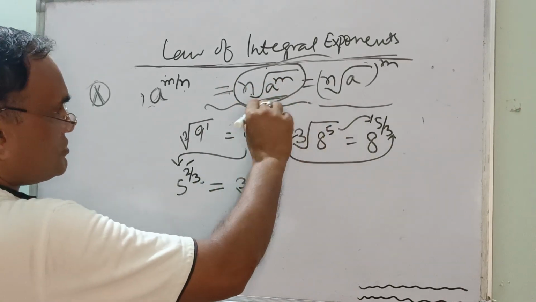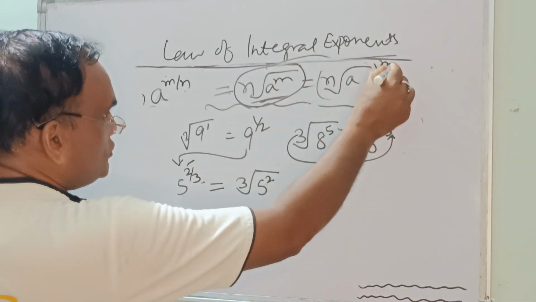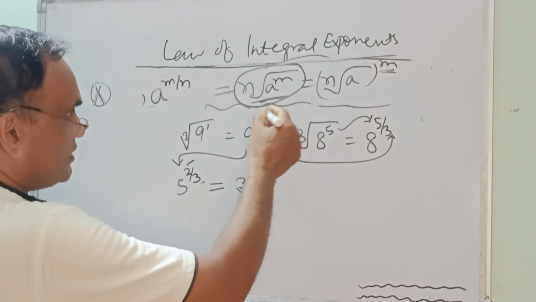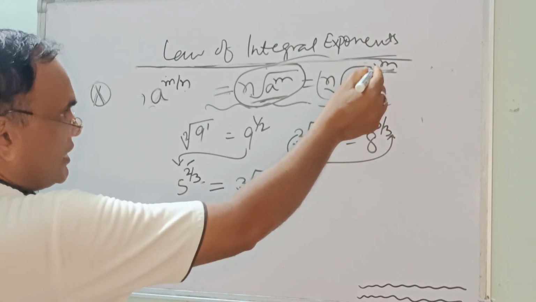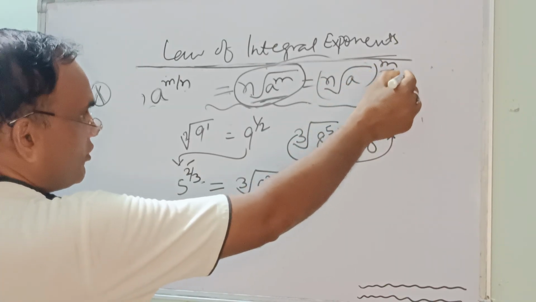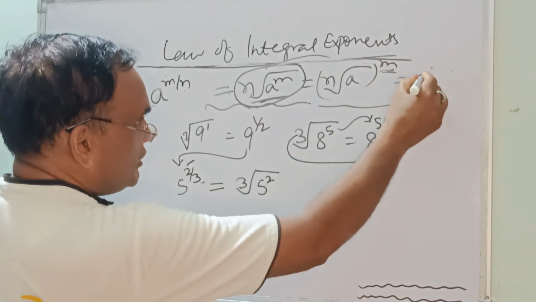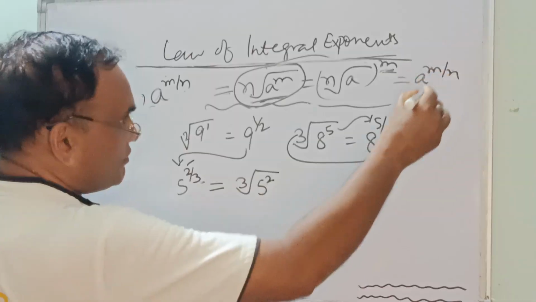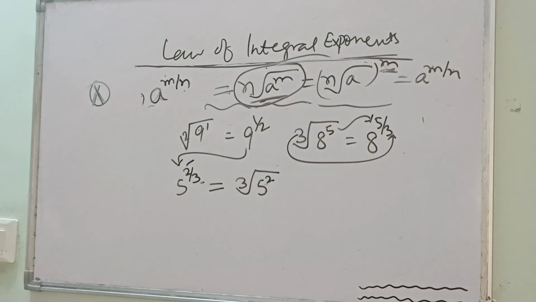Even you can change this like this, the power m also you can write like this, that n is a to the power. Whether you write here m or not doesn't matter, it will be m upon n. If you solve this, a to the power m upon n will be the right answer. Gentlemen, are you getting my point?